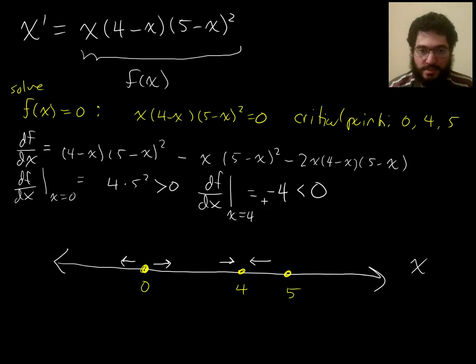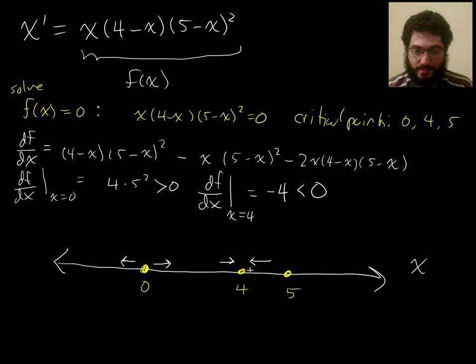So that suggests to you that if you were to increase x from here, then x prime would decrease. So x prime is 0 when you're at 4. If you increase x from 4, then x prime must decrease.